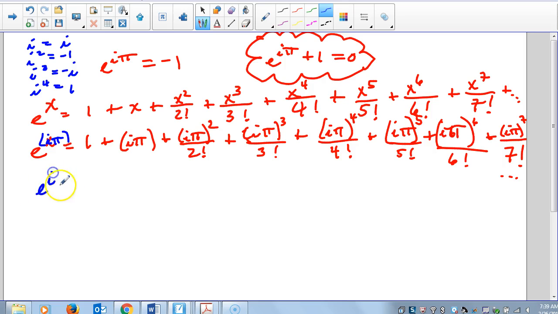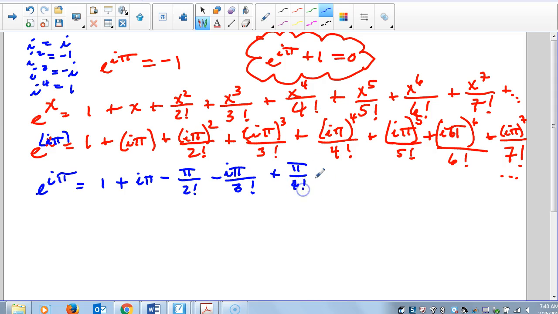So e to the i pi is 1 plus i pi minus pi over 2 factorial. i cubed is -1, so negative i pi over 3 factorial plus, now the i is gone, so I get pi to the 4th over 4 factorial. And then the 5 repeats the i.